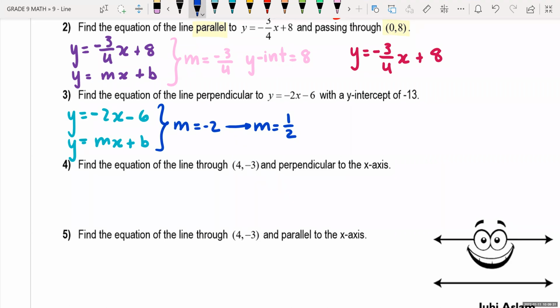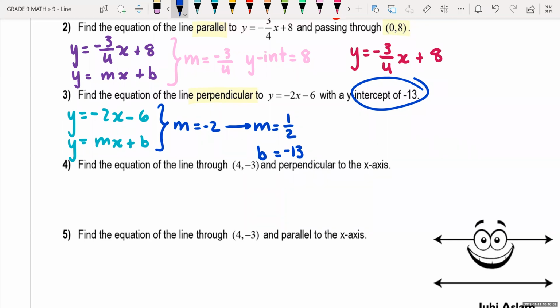All right, so let's just see what's happened here. They gave us an equation of a random line, which is y is equal to negative 2x minus 6. We figured out the slope of that random line is negative 2. Our line is perpendicular to that random line. So we can now figure out that our slope is a half because perpendicular lines have negative reciprocals. Okay, they've also told us that our line has a y-intercept of negative 13. So remember, the symbol for y-intercept is b.